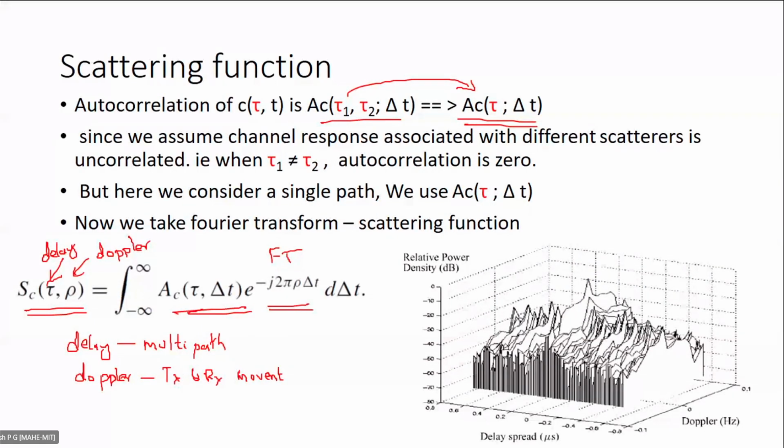We'll also consider another assumption. We have just seen one equation of the autocorrelation function, AC of tau 1 comma tau 2 comma delta t, and we are assuming one more thing: instead of tau 1 and tau 2, we'll put tau, which is equal to tau 1 and tau 2. So the equation AC of tau 1 comma tau 2 delta t can be written as AC of tau delta t.